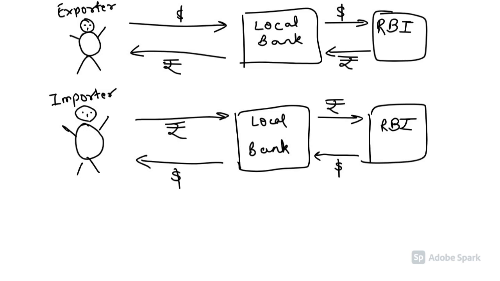Similarly, an importer, what he does is he needs dollars in order to buy goods from outside. So he'll go to the bank, give rupees and ask for dollars. The bank in turn will take rupees and try to get dollars from the Reserve Bank of India. Reserve Bank of India will dip into its forex reserves and give those dollars to the local bank.